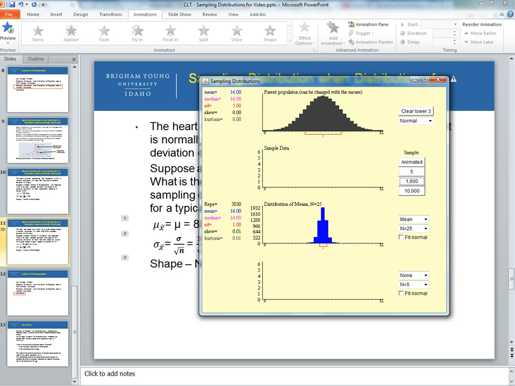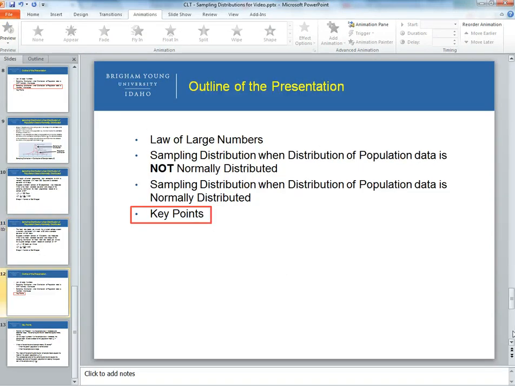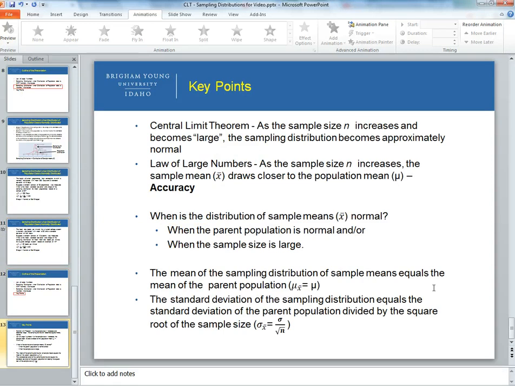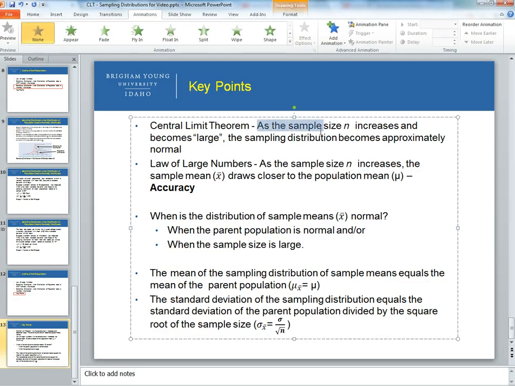Okay? Now to summarize what we have covered for this unit, the key points are these here on this last slide. The central limit theorem versus the law of large numbers. Central limit theorem: as our sample size n increases and becomes large, the sampling distribution becomes approximately normal. Compare that to the law of large numbers: as the sample size n increases, the sample means draw closer to the population mean. So the central limit theorem deals with the shape of the sampling distribution, and the law of large numbers deals with the accuracy of our sample mean in estimating our population mean. So those are the distinctions, and you should make the distinction between those two.